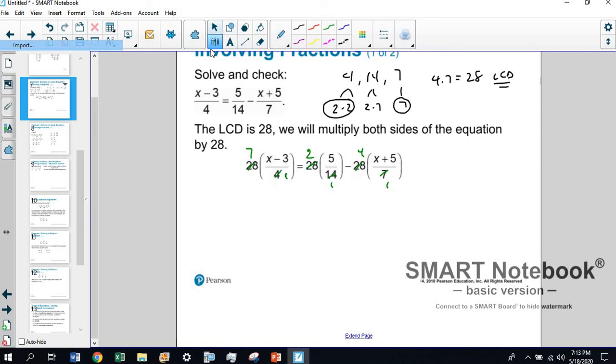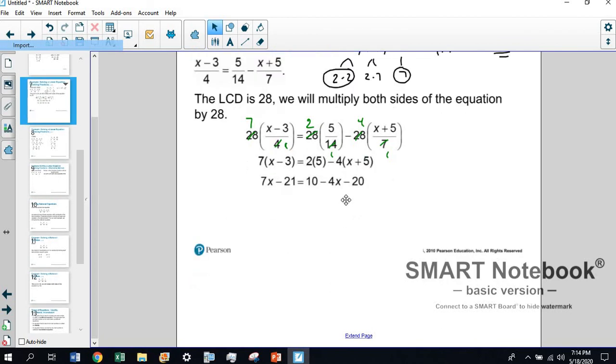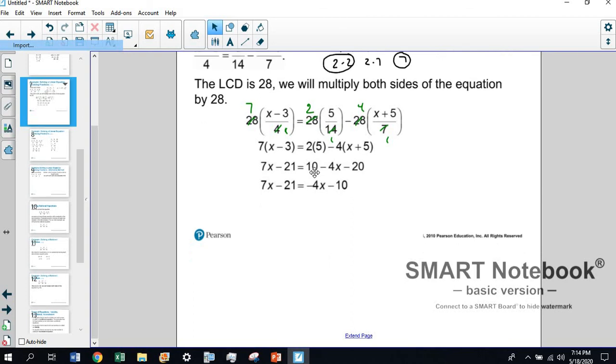All right, so what does that look like then? That looks like this. 7 times x minus 3 equals 2 times 5 minus 4 times the group x plus 5. Distribute. That negative sign carries through. Negative 4x minus 20. 7 carries through. And now what are we going to do? 10 minus 20 is negative 10. Combine like terms on the right-hand side.